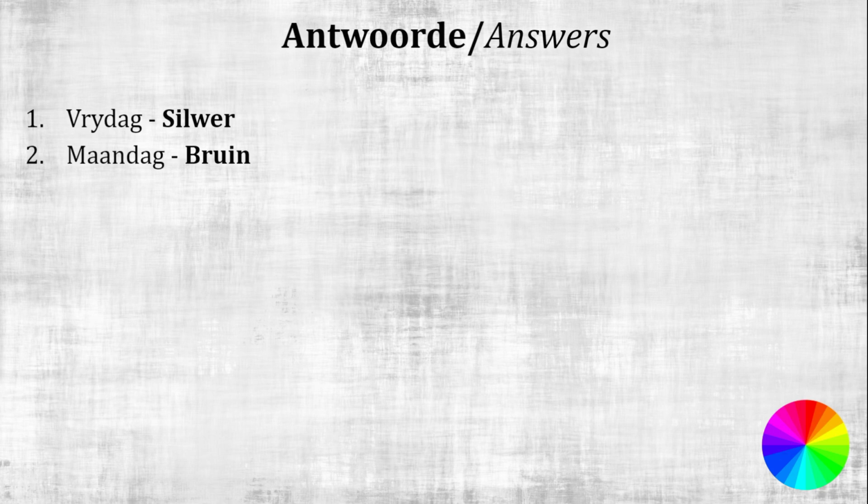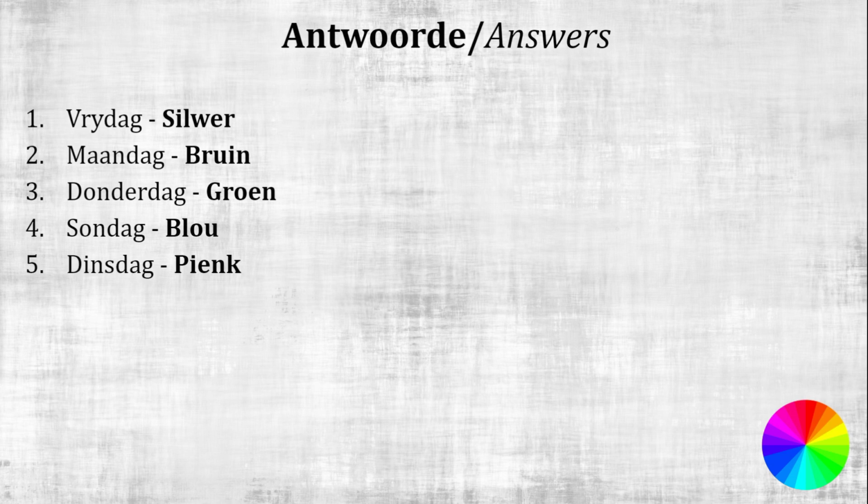Let's have a look at your answers. Vrydag stel silver voor. Friday represents silver. Maandag stel bruin voor. Donderdag groen. Sondag blauw. Dinsdag pink. Woensdag paars. Saterdag wit.